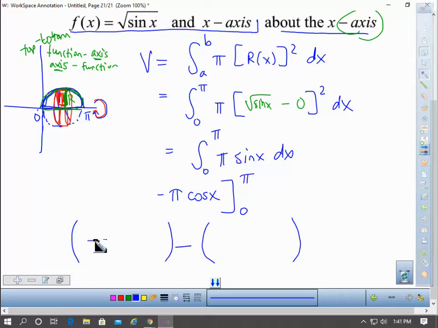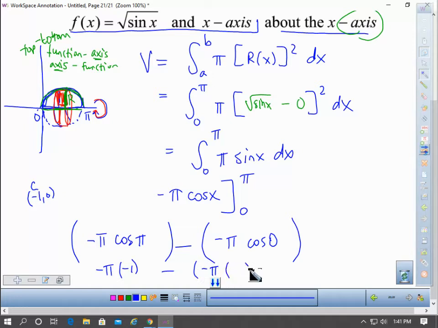So I put a pi in, so negative pi cosine of pi, and then you put 0 in, negative pi cosine of 0. Now we just evaluate these two answers. All right, so this would be negative pi times, well, the cosine of pi, think where you are on the unit circle at pi, you're at the point negative 1, 0. So your cosine is negative 1. Minus, and then we're going to have negative pi times the cosine of 0. So when you're over here at 0 on the unit circle, you're at the point 1, 0. So that cosine is 1.